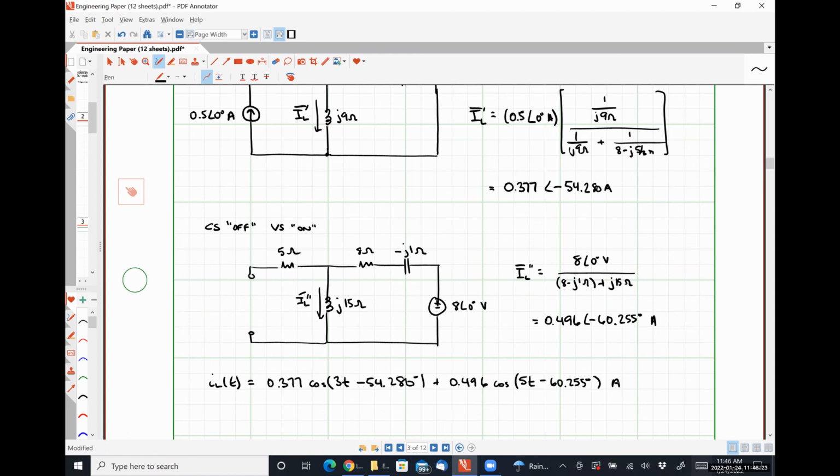So if we excite our network at 2 different frequencies, we should see that our response contains 2 different frequency components. There is no way to combine these 2 together. This is the simplest form that we can find for this.